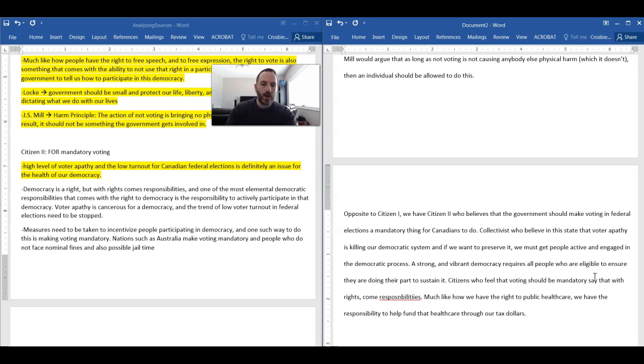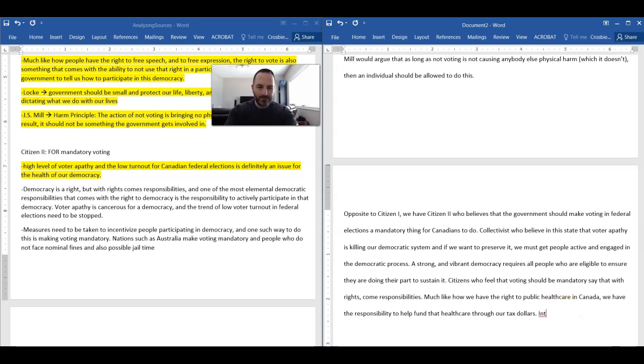Now, why did I do that? Why did I put much like how? Why did I bring in an example like this right here? I did that to demonstrate how I can apply this knowledge to other situations, right? So much like how we have the right to public health care, we'll say in Canada, because not all people have that right, we have the responsibility to help fund that healthcare through our tax dollars.